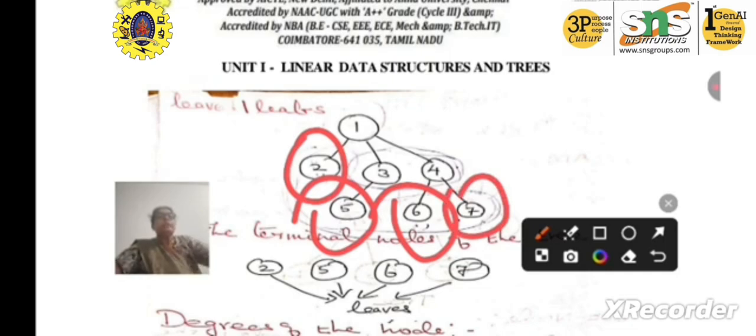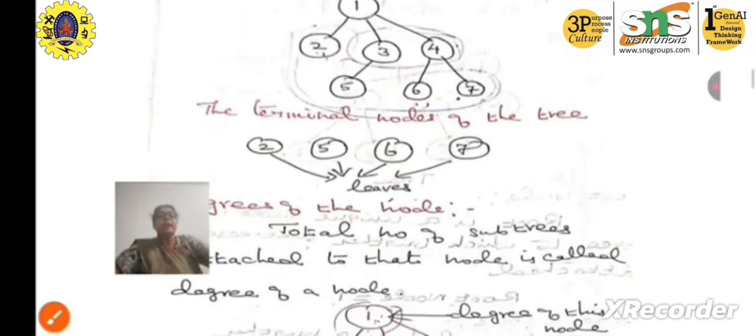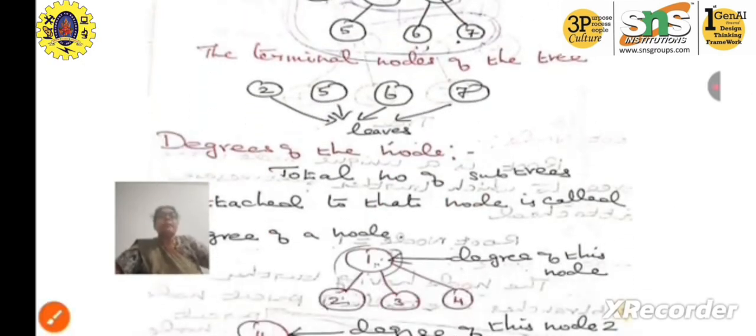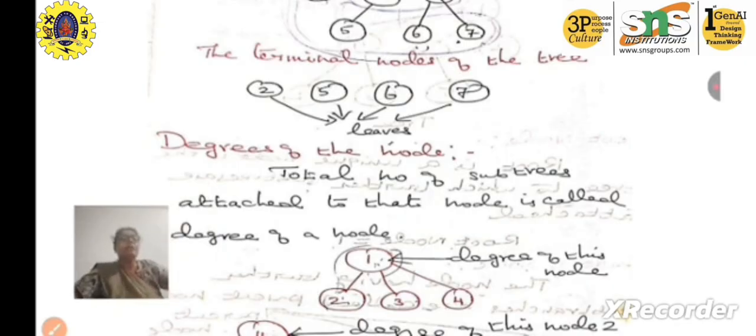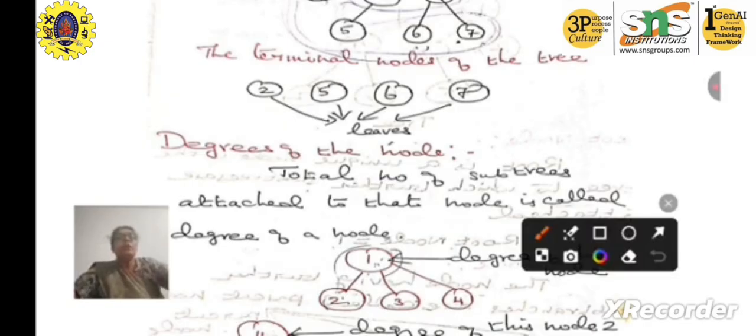Next one, degree of a node. The number of children a node has is its degree. That is, the total number of subtrees attached to that node is called its degree. For example, here node 1 has 3 child nodes. The degree of node 1 is 3.